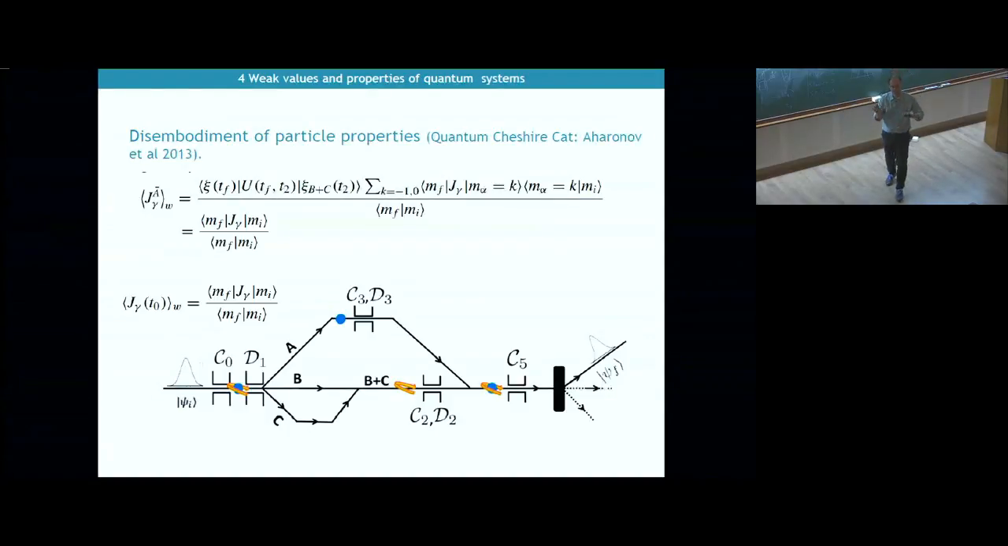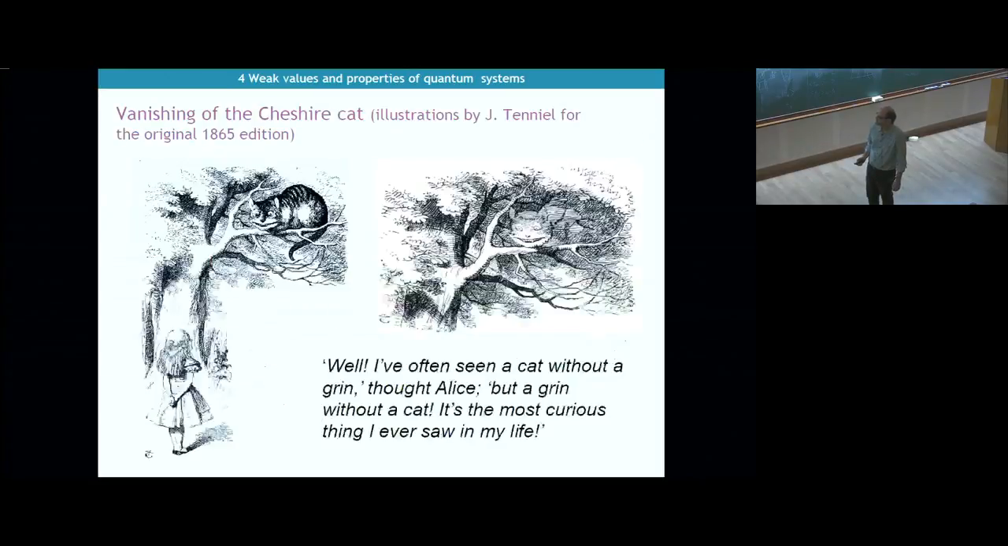So I'm just giving some elements. I don't want to impose my own view, so you can think about the meaning of these weak values.